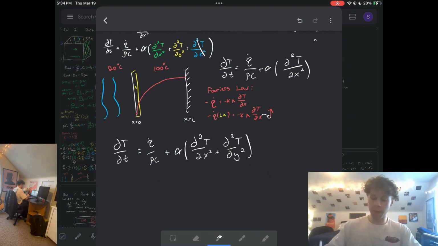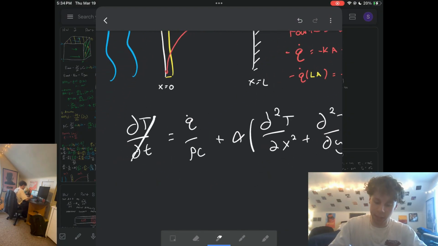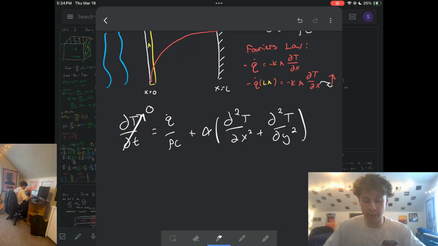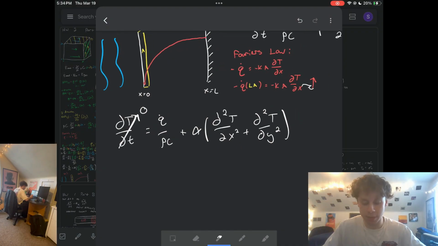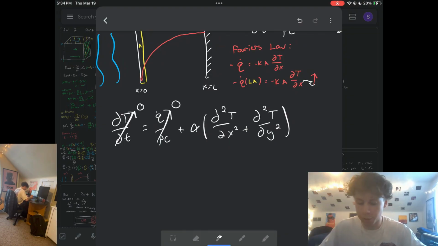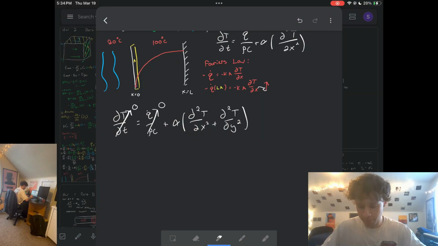Now, the problem also states that we're at steady state, meaning our heat diffusion will be 0 because at steady state, nothing changes with respect to time. It also states that there is no heat generation, so this term will also go to 0.